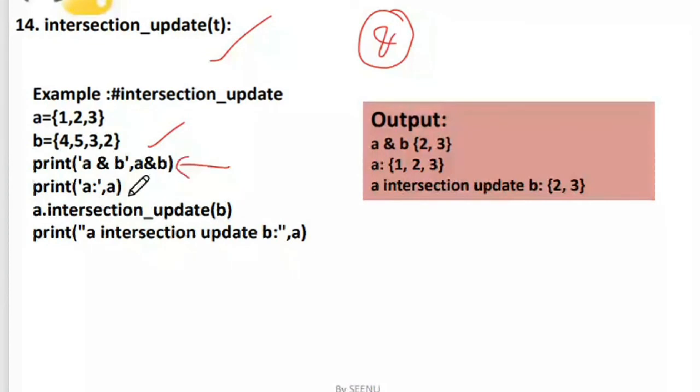After that, I just have printed the set A, to make the intersection update more clear to you. When I have printed the elements of A, what are the elements inside the A? The elements inside the A are 1, 2, and 3. The set as it is, like how I have given in the beginning of the program, the set is as it is.